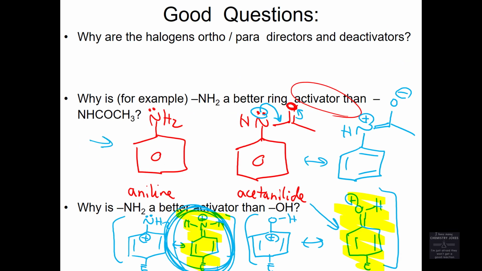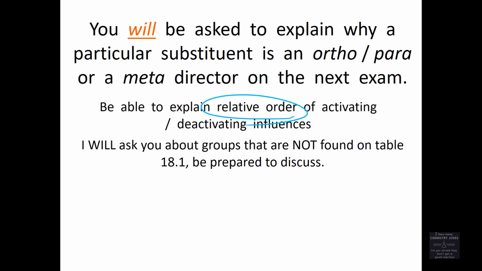Why is this more than that? Why is this more than that? Yeah, you must be able to explain why. I will ask you about groups that are not found on table 18.1. Be prepared to discuss the general principles. You might find yourself in four situations: a benzylic lone pair, a plain carbon, a partial positive, a legit positive. That four-situation summary tells you all that you need to know about donors, withdrawers, activators, deactivators, ortho, para, meta directors, etc.